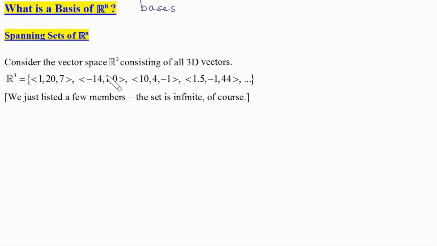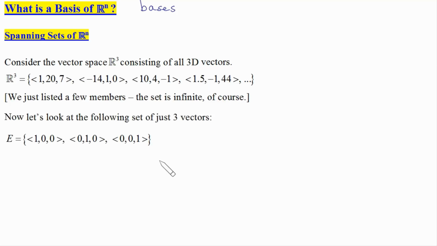And let's start with a specific n. Let's take n equals 3. So we're considering 3D vectors, R3, and I've just listed a few examples of this infinite set, each of them being triples of 3 numbers. And now I'd like to consider a specific set, call it E, containing these 3 vectors, 1, 0, 0, 0, 1, 0, and 0, 0, 1.